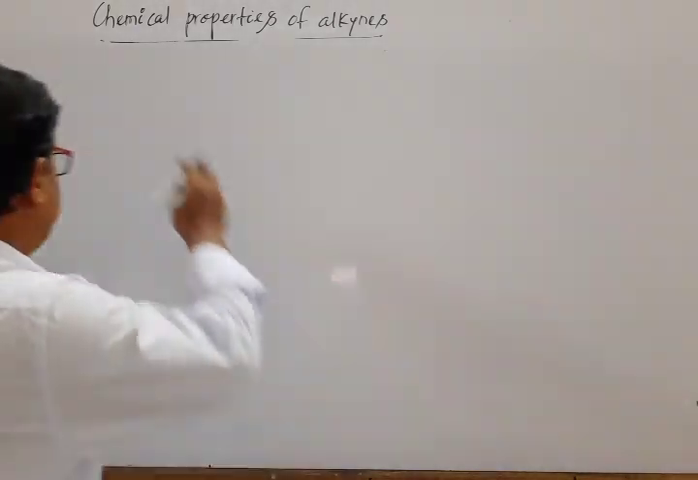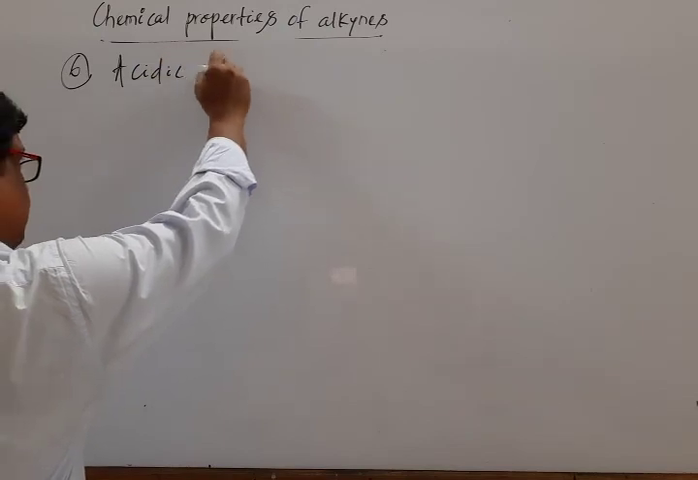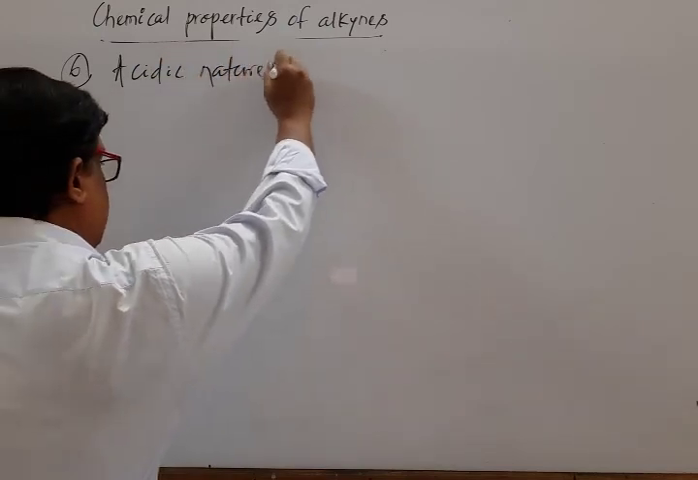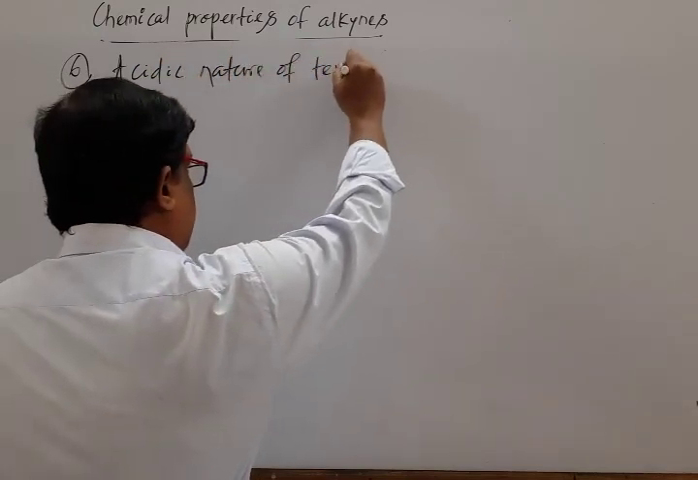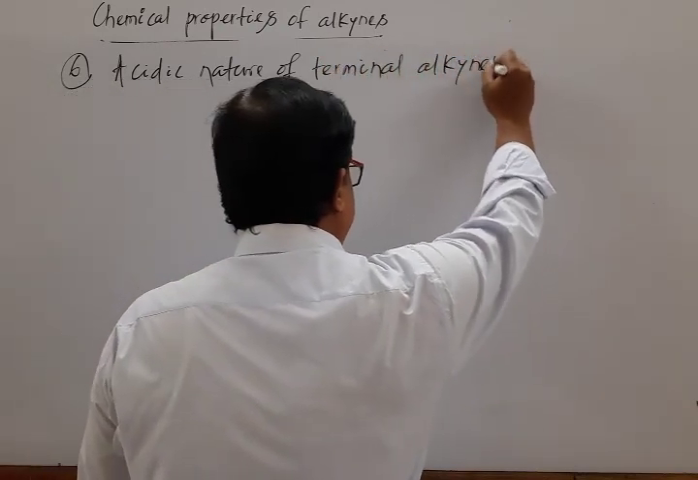So last chemical property, that is acidic nature of terminal alkyne.